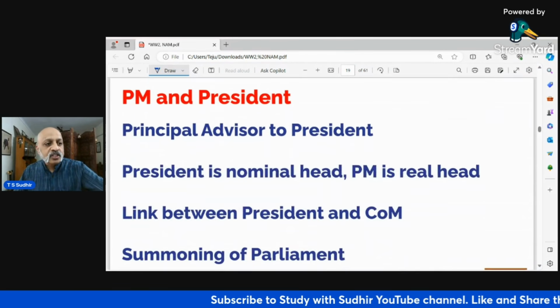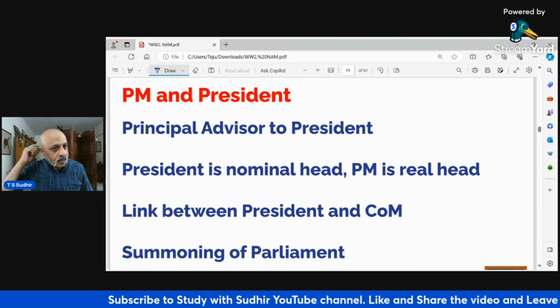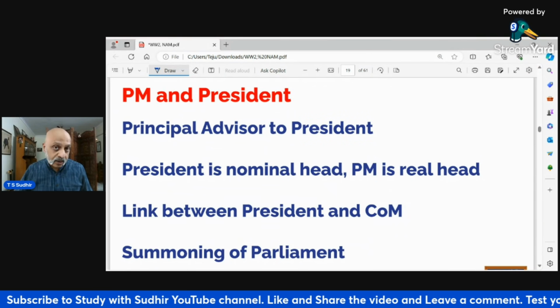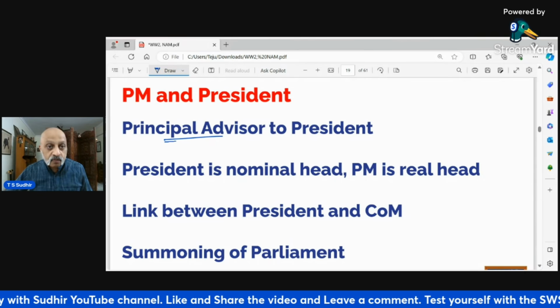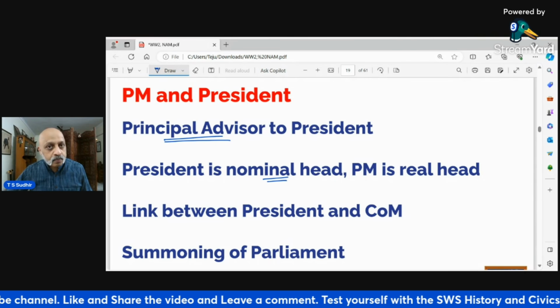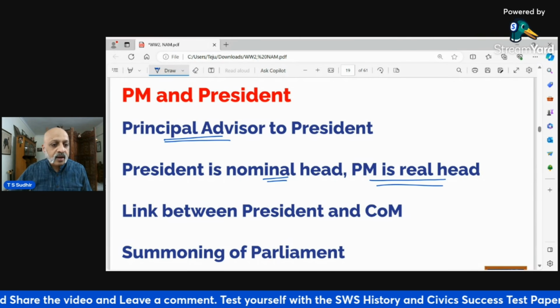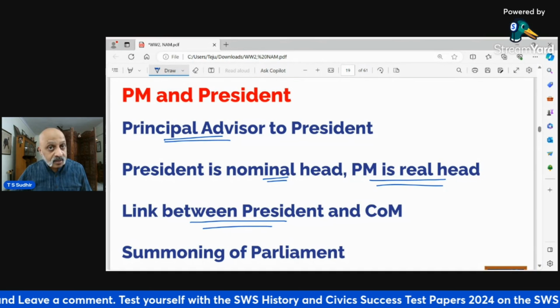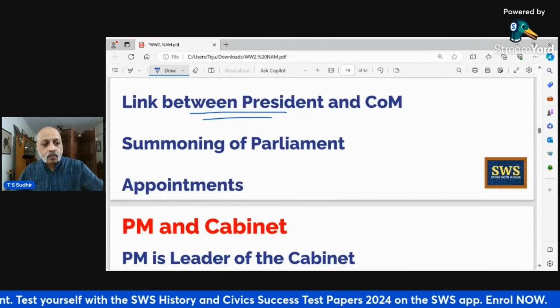Now let's look at the relationship between the Prime Minister and the President. He's the principal advisor to the President of India. This keyword is important. He's the nominal head president, while the Prime Minister is the real head. He's the link between the President and the Council of Ministers, what I said to you right at the beginning.